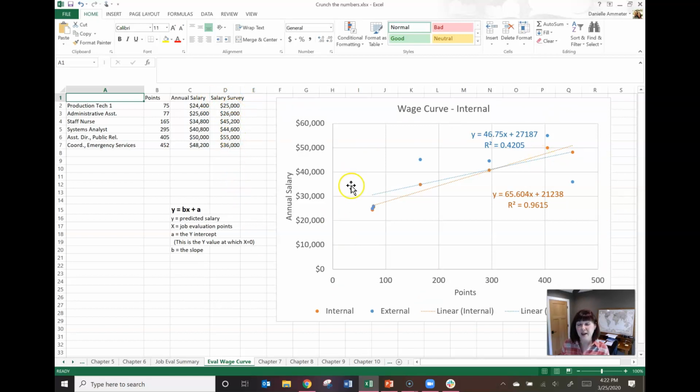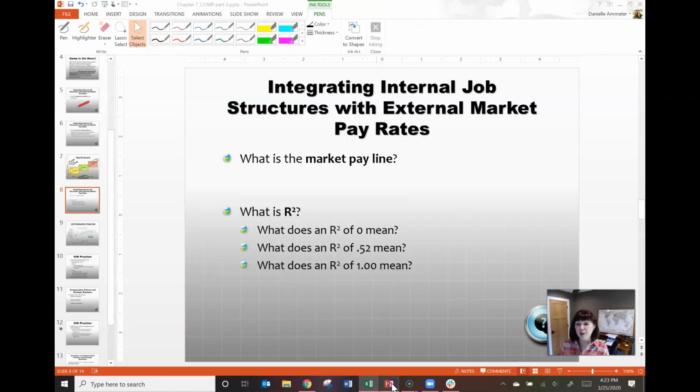So now I've graphed that out. The blue dots are the market survey, the salary survey data. The orange dots are what we pay internally. So this orange line here is our internal job structure, those job evaluation points compared to the internal salaries that we pay for those jobs. And you can see that our R squared is 0.96. That is really high.